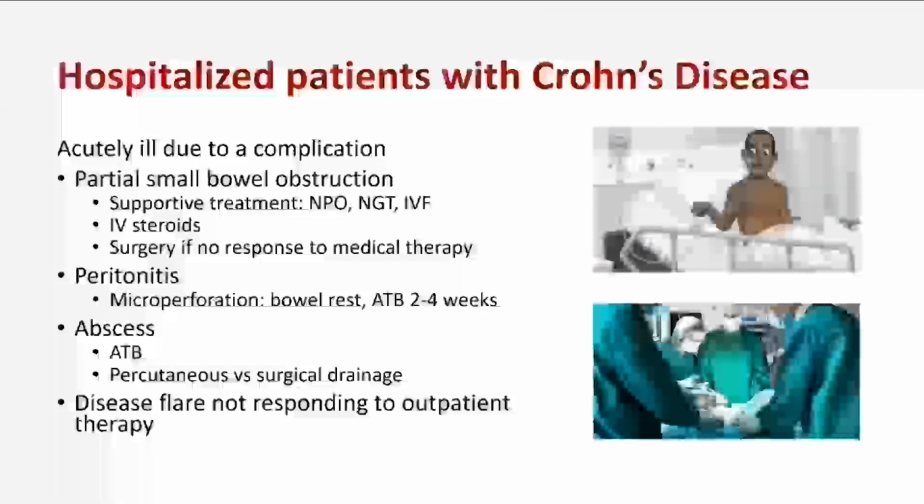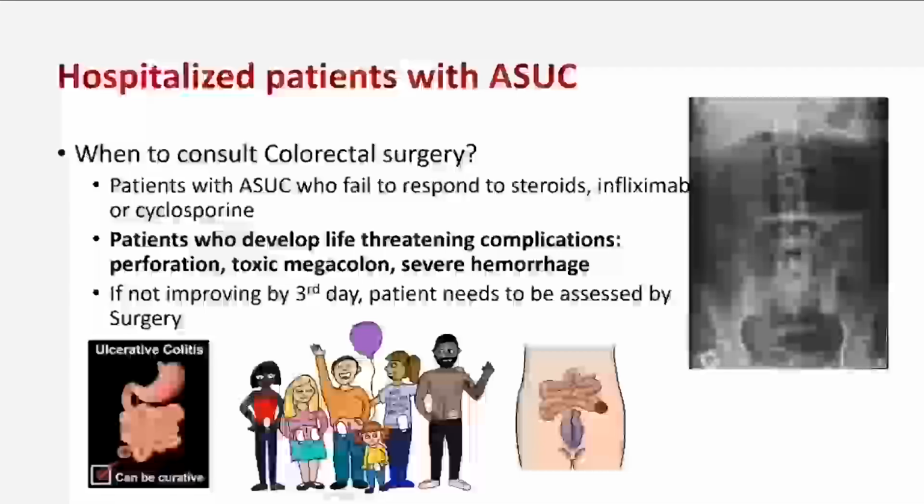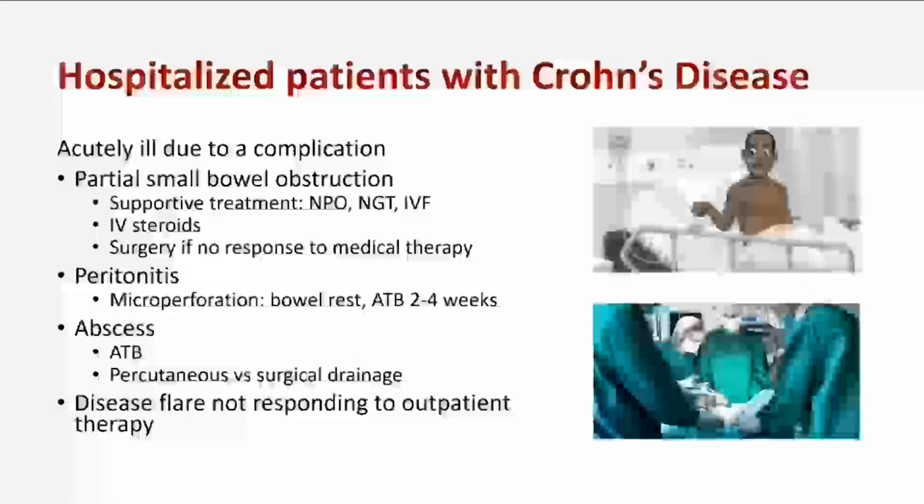You can start a patient on steroids and then eventually surgery if the patient is not responding to medical therapy. If the patient has peritonitis, then you're going to need antibiotics. And if your patient has an abscess as well, antibiotics or a percutaneous or surgical drainage. But I feel like we less often see patients with Crohn's disease on the regular medicine floor. I don't know if you guys agree with that.